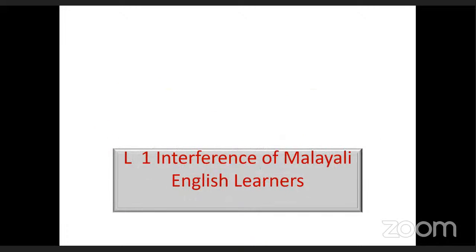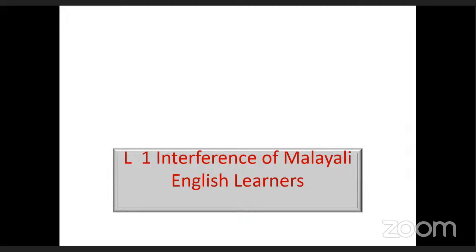Yeah. Here we are going to focus on the L1 interference of Malayali English learners. That is, as Malayalis, as Keralites, there are certain common interferences of the Malayalam language while we speak or learn the English language, mostly with respect to the pronunciation of English words. That's what we are going to see.